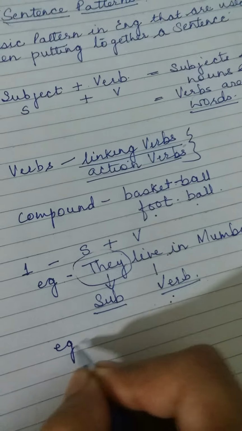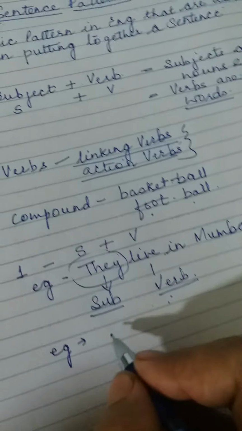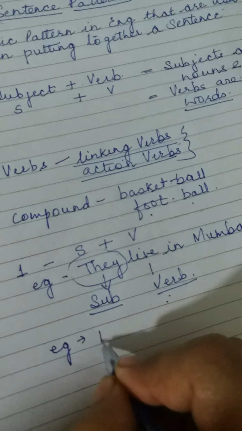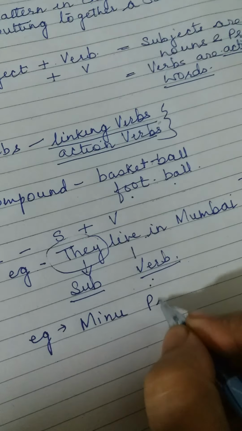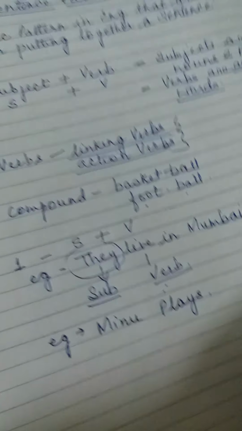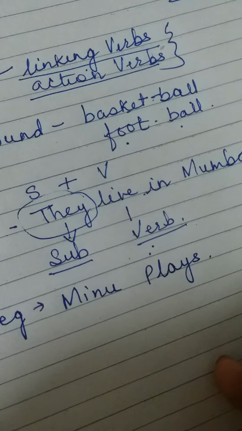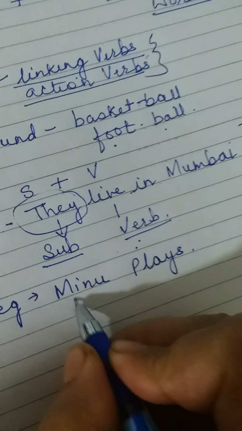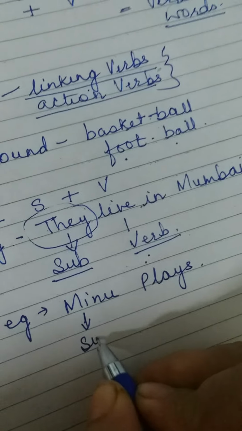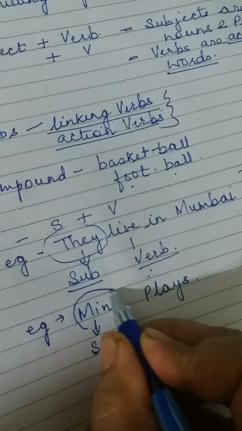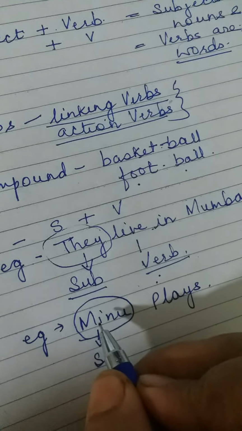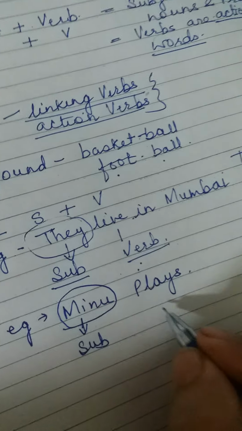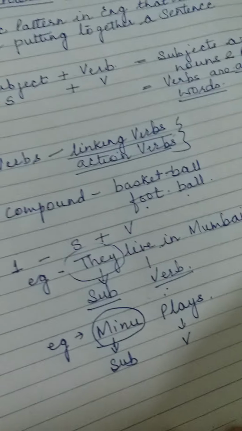The next example: Minu plays. When I say Minu plays, Minu is the subject, because Minu is the name of a person, and the name of a person means a noun, and plays is the verb. So this is how the first pattern works.